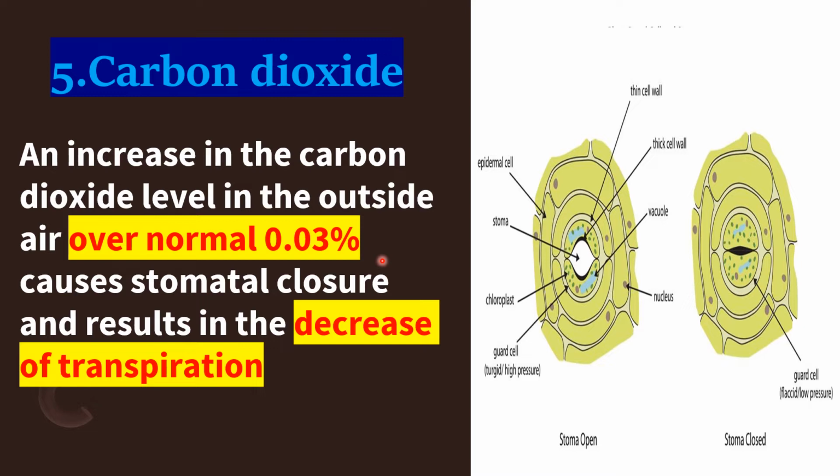Beyond 0.03%, or in a polluted area, what will happen to the stomata? Carbon dioxide over 0.03% causes stomatal closure and results in a decrease of transpiration. Then we can say carbon dioxide concentration is inversely proportional to the rate of transpiration. That means when carbon dioxide concentration increases above 0.03%, the transpiration rate decreases.